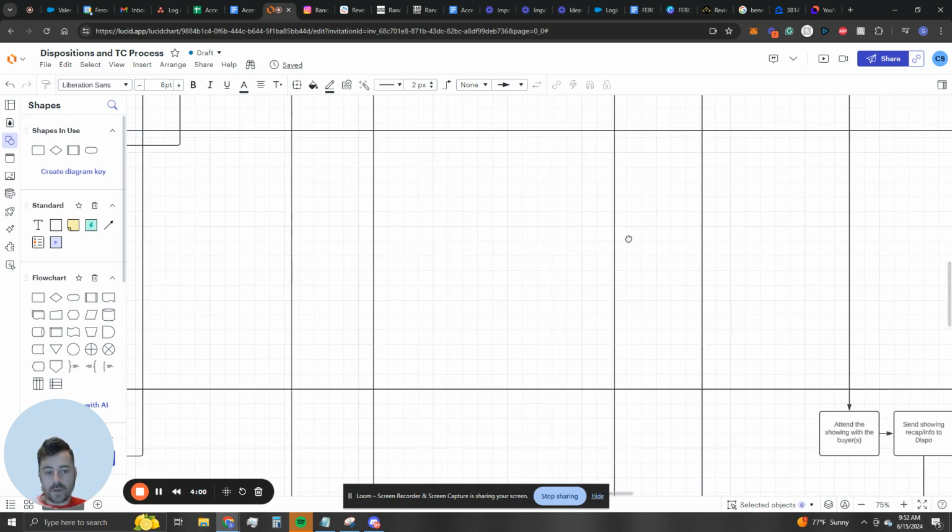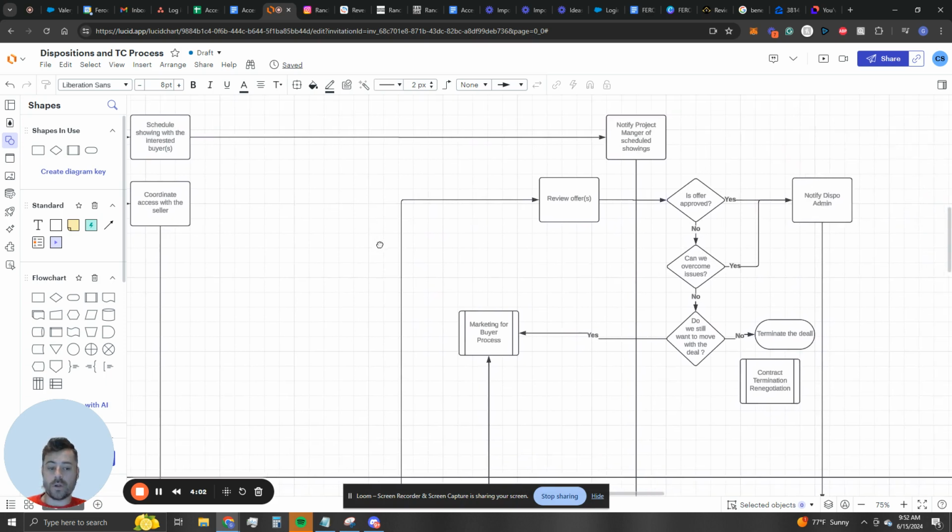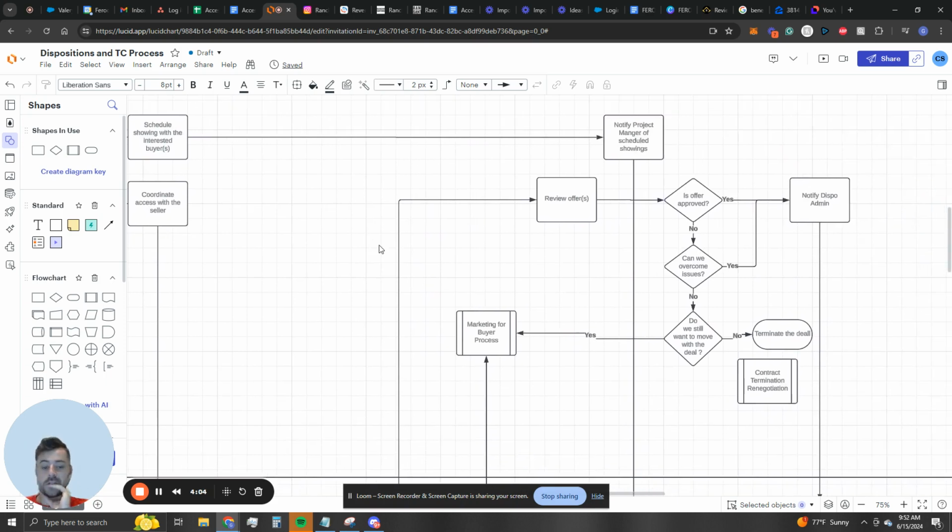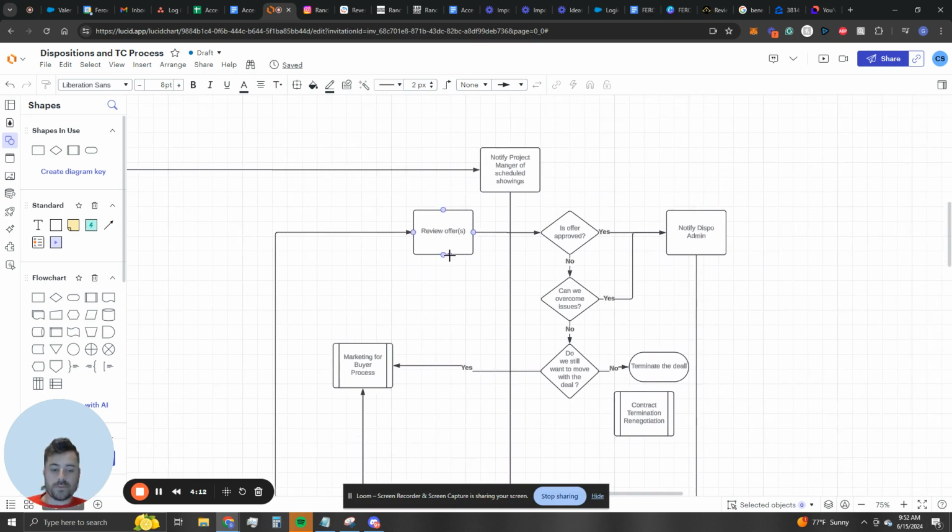But was the offer collected? Yes. Okay, once the offer is collected, this is when Dispo comes in. This is when your main role of the Dispo manager comes in, right? They get soft offers as a junior Dispo rep. They don't negotiate. They just get offers, collect them, and then it's time for the Dispo rep to review the offer. Is the offer approved?